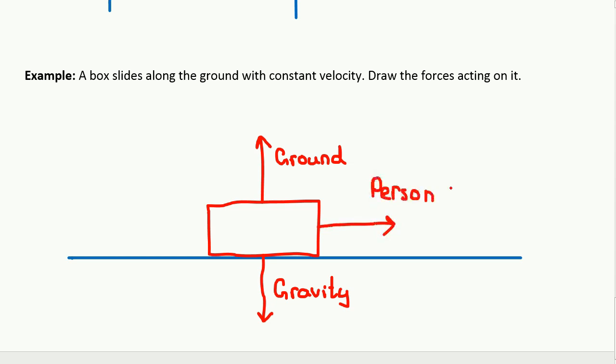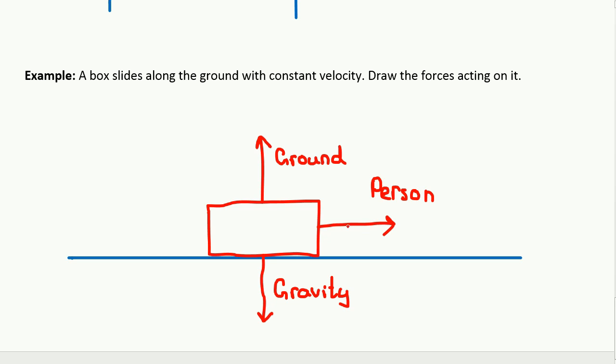Now here's where a lot of people might say they're done. I've got the ground holding the box up, stopping it from falling. I've got gravity pulling the box down, as it always does. And because this box is sliding along the ground, it probably means there's something pulling or pushing it, and we're saying, yeah, there's a person over here that's pulling it. But if you look at this picture, these forces are unbalanced. The ground and gravity balance each other out, but this force from the person isn't balanced with anything over here. So if I add up all the forces, I have something left over. This guy is going to be left over. This is my unbalanced force, my net force, my resultant force.